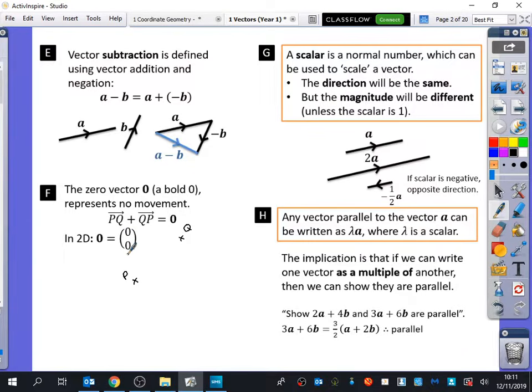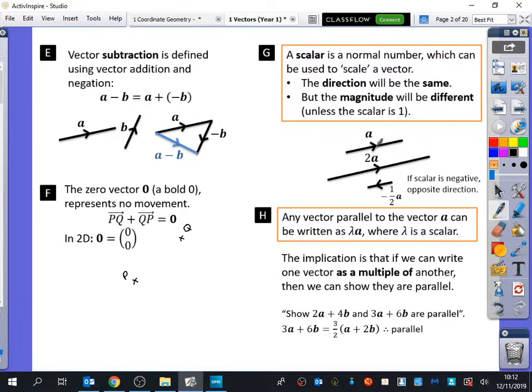Point G, a scalar is a normal number which can be used to scale a vector. So that's why it's called a scalar, because it scales it. The direction remains the same when you scale something, but the magnitude will be different unless the scalar is 1, because when you multiply by 1, things don't get any bigger.